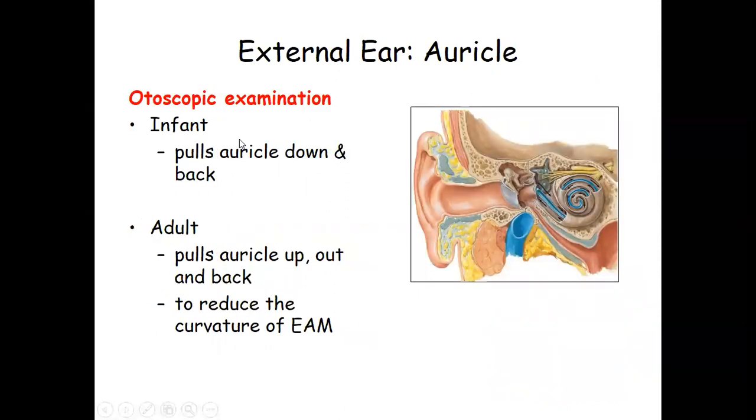Now we're going to move to the next slide on otoscopic examination. In an infant, how do you check the infant's ear? You need to pull the auricle down and back. This is the way you make the channel, the acoustic meatus, become straight. And in an adult you have to pull the auricle up and out and back. The purpose is to reduce the curvature of the external auditory meatus or external acoustic meatus.